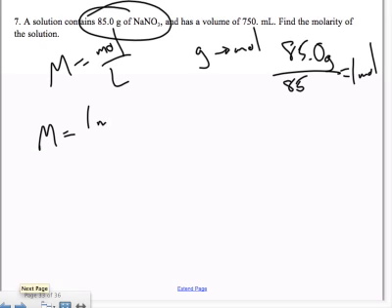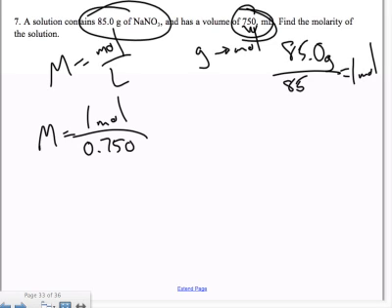Molarity equals 1 mole divided by the number of liters. 750 milliliters. In order to convert milliliters to liters, you move 3 places to the left. 0.75 liters. 1 divided by 0.750 is 1.33 molar.